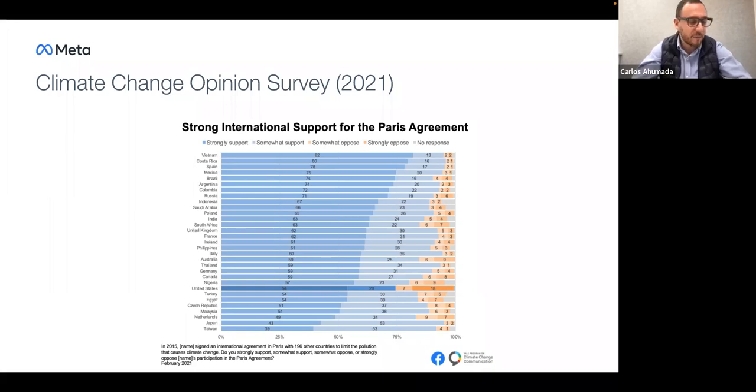And here you see an example of how we visualize the data that we obtain. It shows how strong international support is for the Paris Agreement. And we see the difference between countries. And this cross-country analysis might be very valuable for researchers and also to inform policy work. If we can go to the next slide, please.